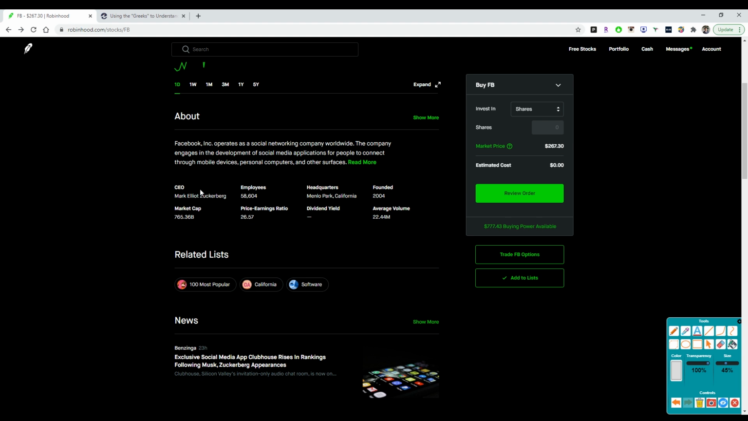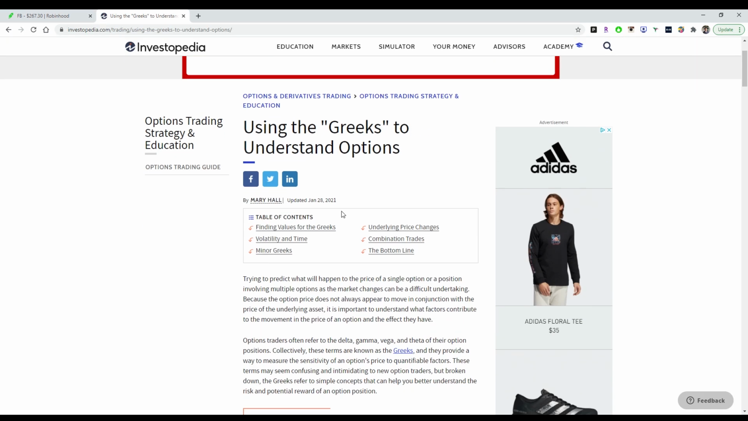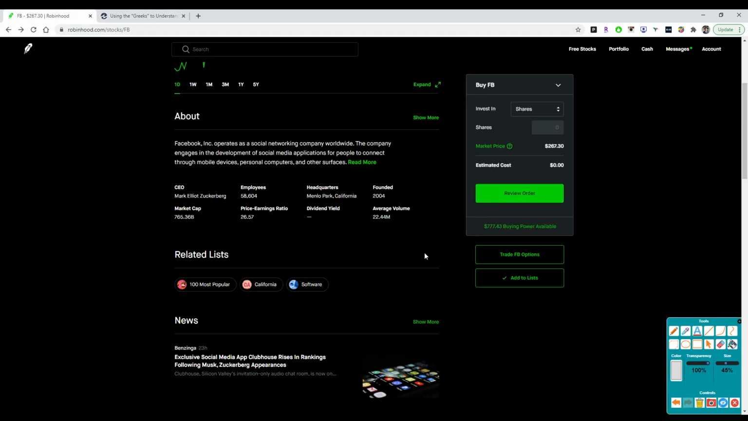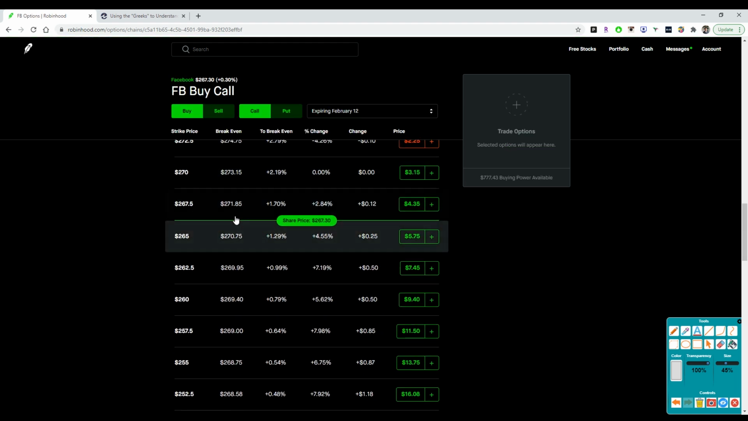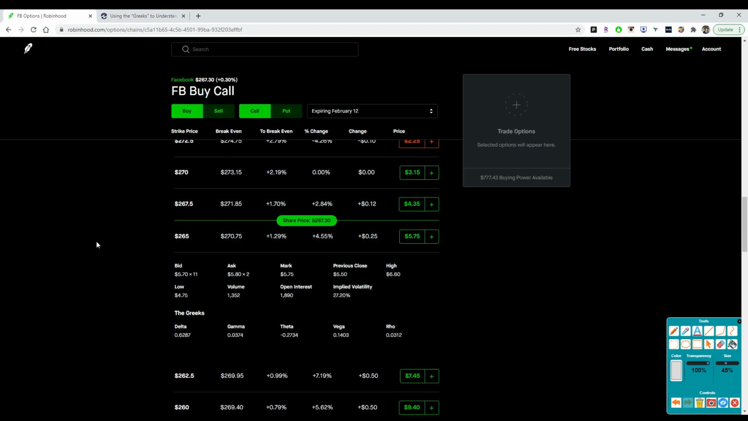So the Greeks are variables and factors to help you determine how an option is going to move, and how much it's going to move in a certain direction. There's delta, gamma, vega, and theta. But rather than knowing all of these, we're going to be strictly looking at delta and theta. So let's take a look at Facebook. It's trading around 267 at the moment, and let's take a look at Facebook options. As you can see, I'm selecting a $265 call for next week.